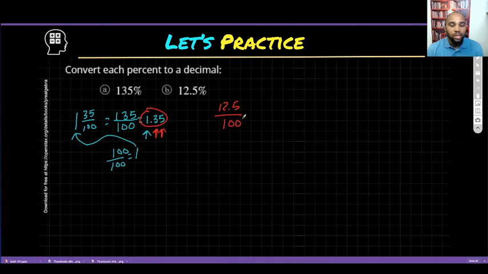12.5%. Notice I like to write it as a fraction first, before trying to convert it to a decimal, because it's a lot easier that way. And to get this one to be a decimal, we're going to divide this by 100. And that's really all we're doing, by the way. We're dividing this number by 100.